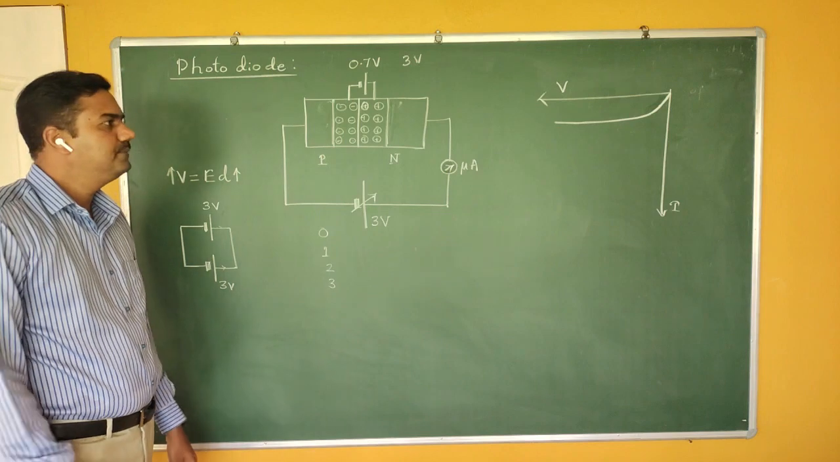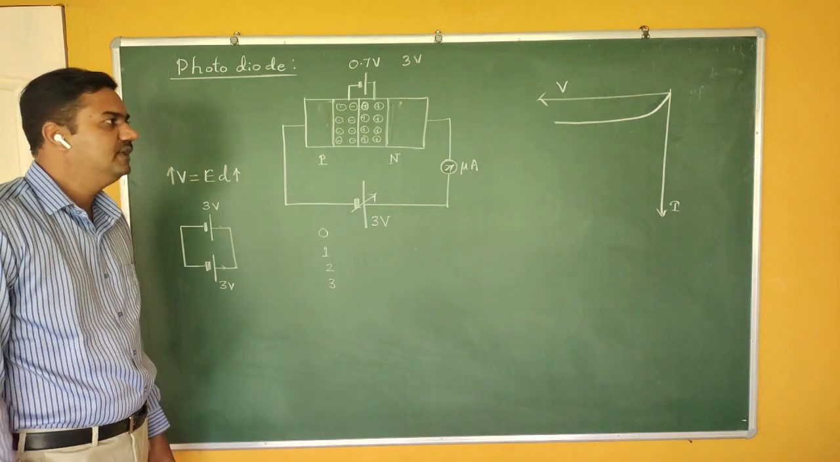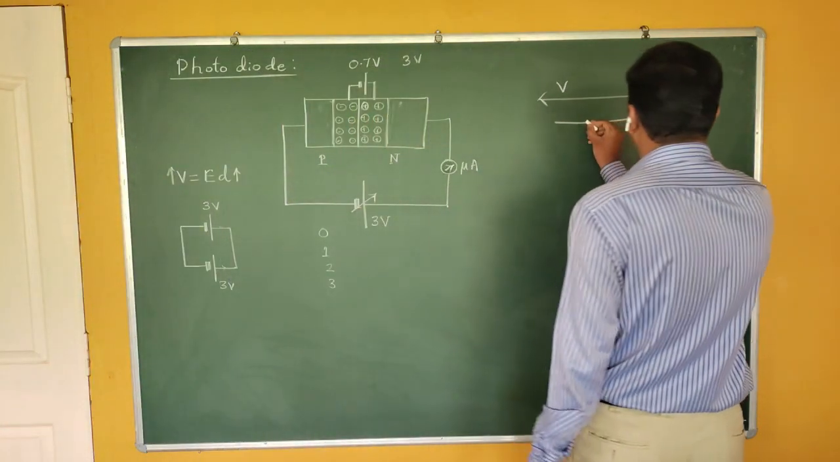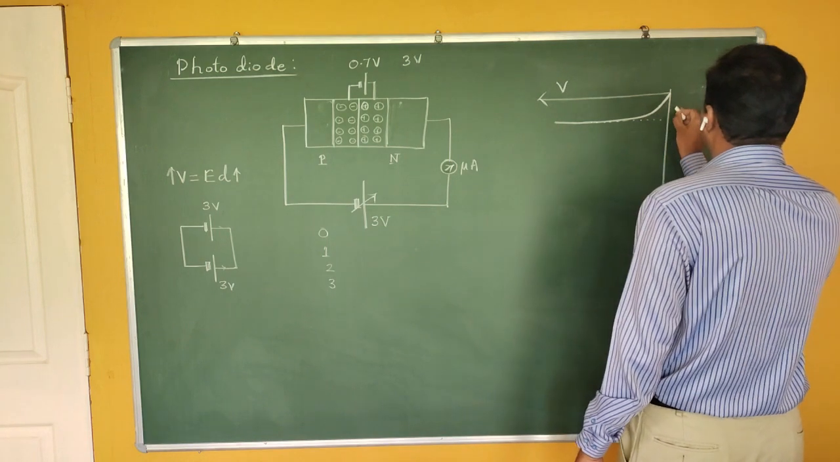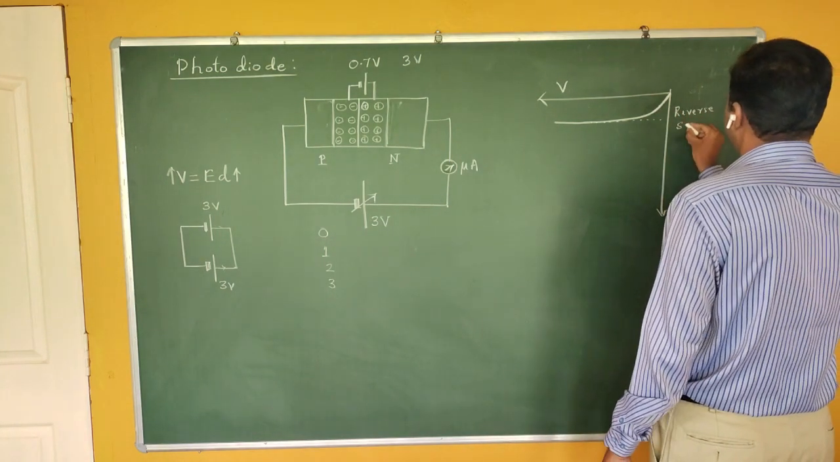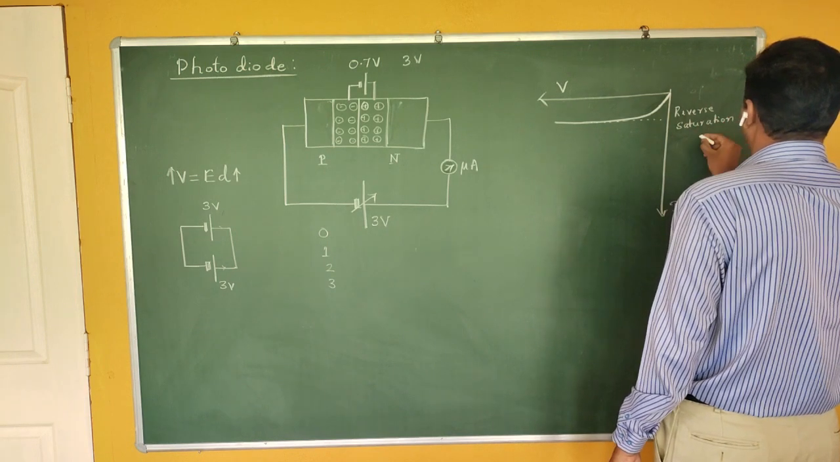Are you getting me? So this becomes saturated. The current becomes saturated. Now this current is called reverse saturation current. So the current becomes constant, and this is called reverse saturation current.